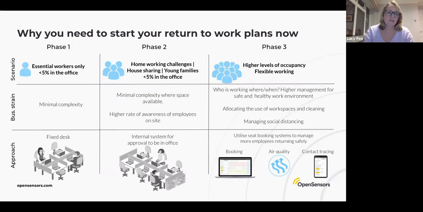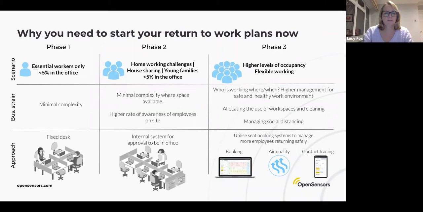When looking at returning to work, there was the phase one employees. These were the ones that were essential workers. They couldn't possibly do their work from home and needed to be in the working environment in order to do their job. Typically, there were far less than 5% of those in the office, and it was minimal complexity in that there was a desk, that desk was fixed for them. Every time they returned to the office, that would be their desk of choice.